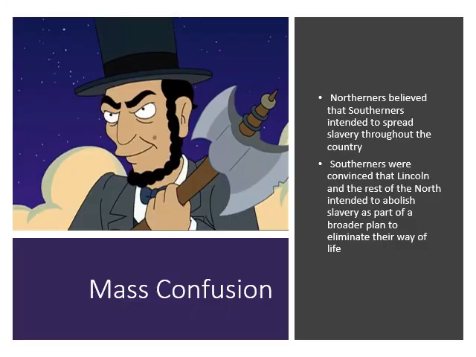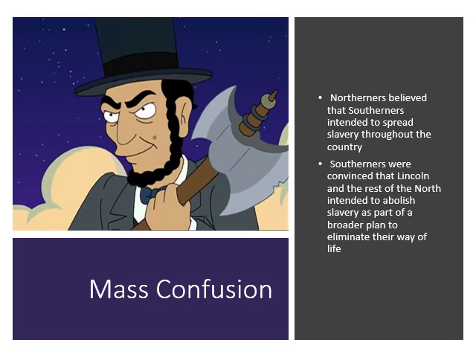What I want to end on here is the idea that there was mass confusion. Both sides don't really understand each other, especially over the idea of slavery. So Northerners believed that Southerners intended to spread slavery throughout the country. They thought that they were going to try to get slave states in other areas in the West, that they were going to try to use their power to spread slavery throughout.